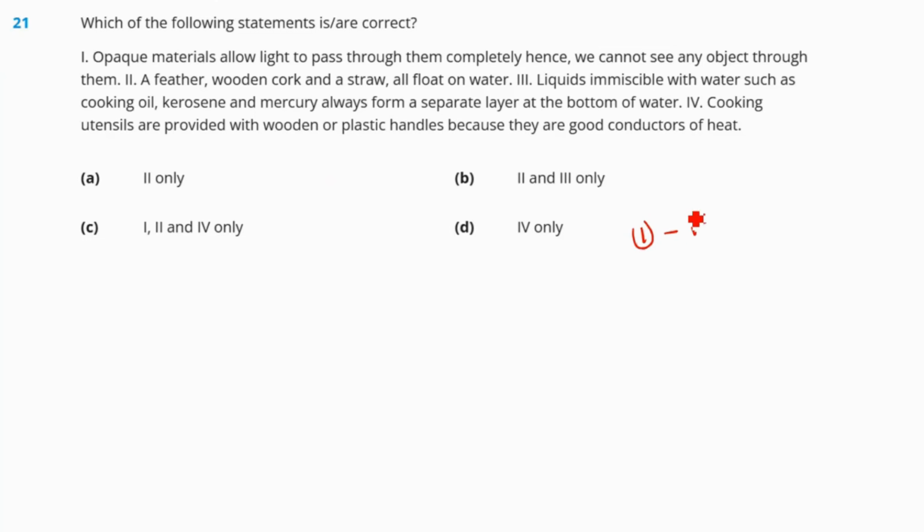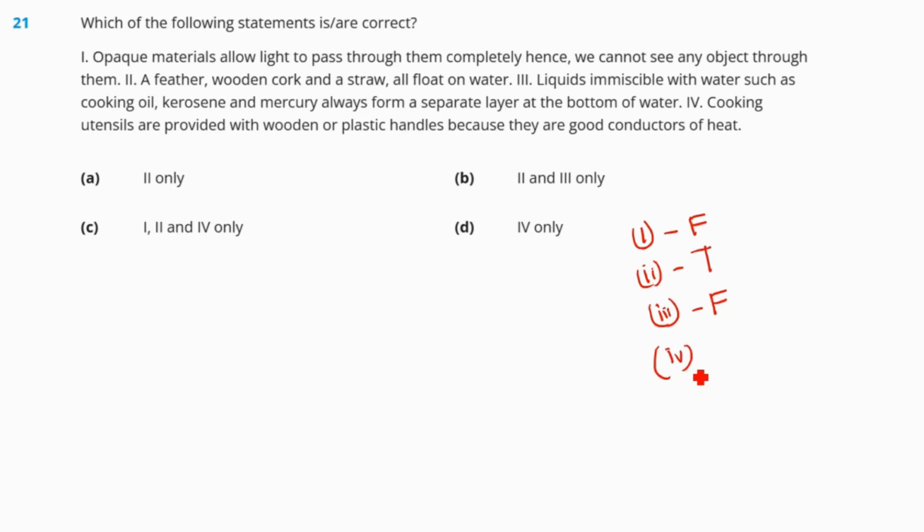2. A feather, wooden cork and a straw all float on water. 2 is true. 3. Liquids immiscible with water such as cooking oil, kerosene and mercury always form a separate layer at the bottom of the water. No, they float on the water. So this is also false.